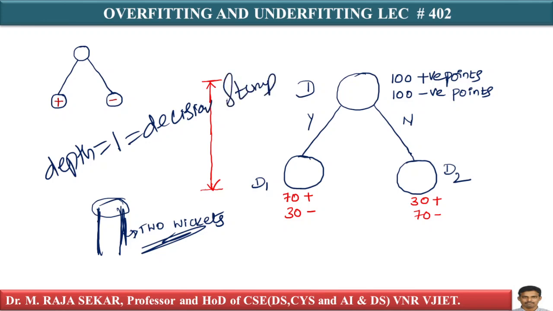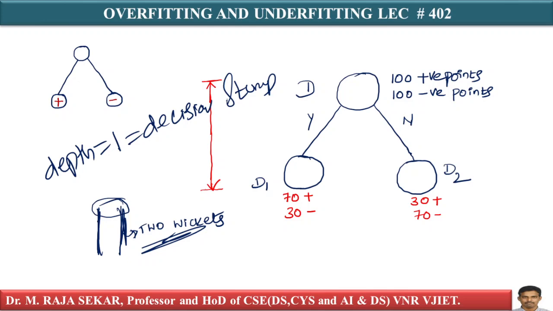Isn't it? So it is literally like a stump. It looks like a cricket stump with two wickets, isn't it? When you don't have a clean node or pure node, you take the majority vote.